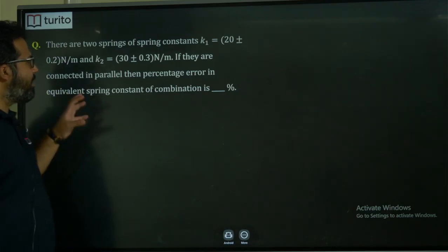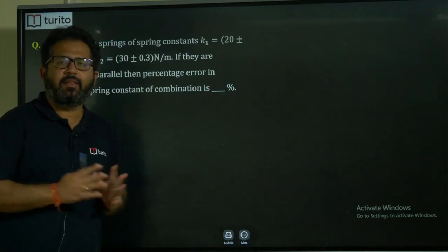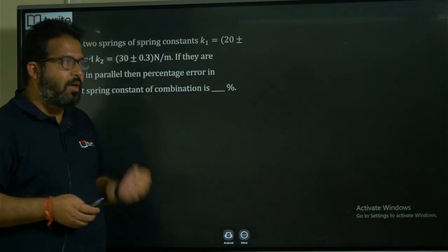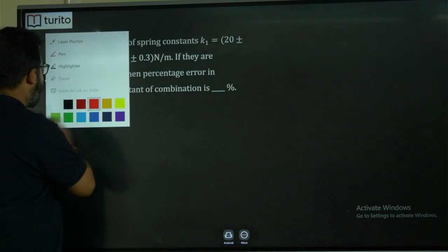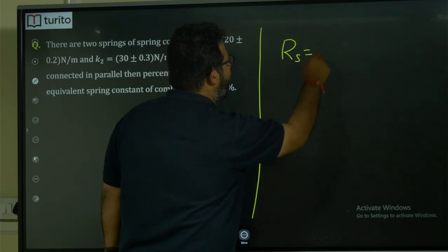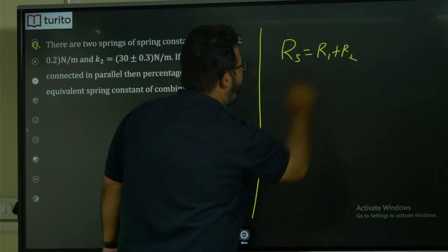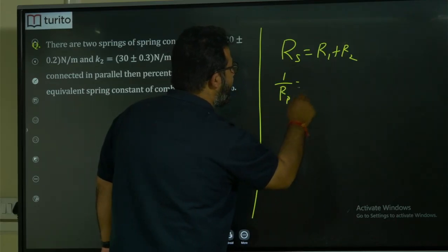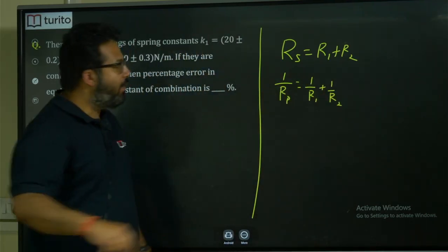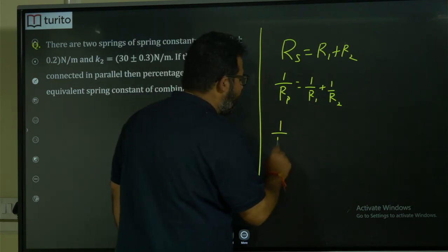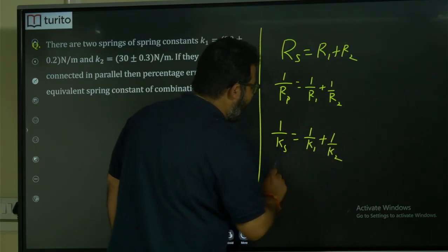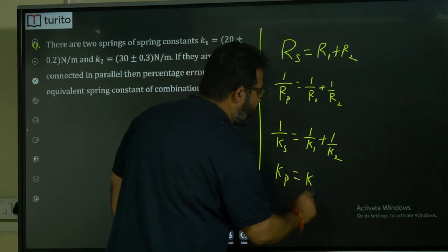This question is based on a type of question given in the NCERT. In NCERT they have asked about the resistances, here they have asked about the spring. I think you know the equivalent combinations. For resistances, series is Rs equal to R1 plus R2 and parallel is 1 by Rp equal to 1 by R1 plus 1 by R2. In the case of spring, series is 1 by K equal to 1 by K1 plus 1 by K2 and the parallel is K1 plus K2.